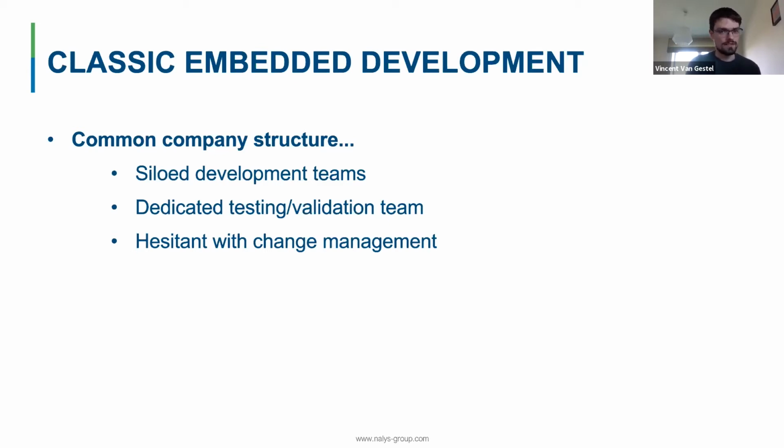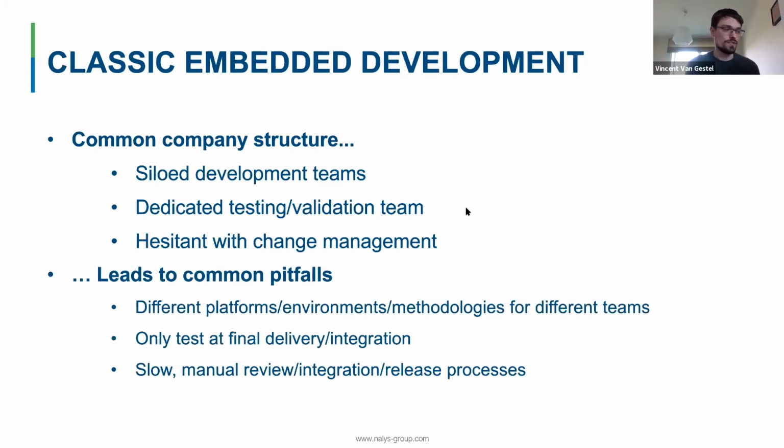And then finally, hesitancy with change management. This can be any sort of change, both in process as well as on code. This is a consequence of the previous point, where you don't necessarily have a way to validate your changes easily and quickly. Then you don't really know what the impact of these changes is going to be.